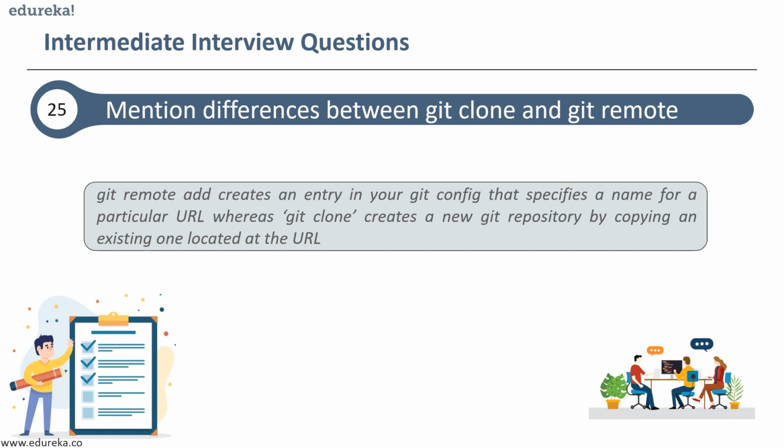The next question is, mention the differences between git clone and git remote. Git remote creates an entry into your git config that specifies a name for a particular URL, whereas git clone creates a new git repository by copying an existing one located at the URL.